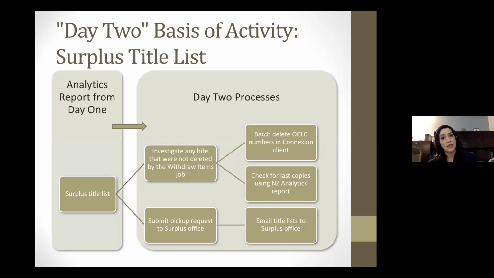In its other path, it's used to investigate bibs that are not deleted by the withdraw items job on the previous day. And it is also used to extract OCLC numbers that are used in Connexion client for batch deletion of holdings there, and also in the network zone report to check for last copies.